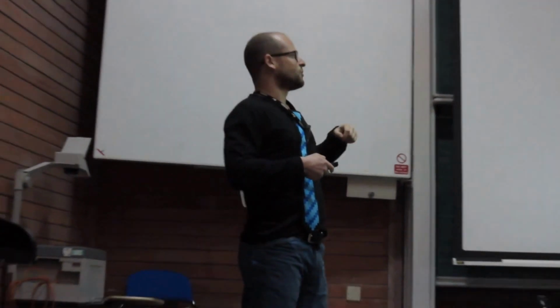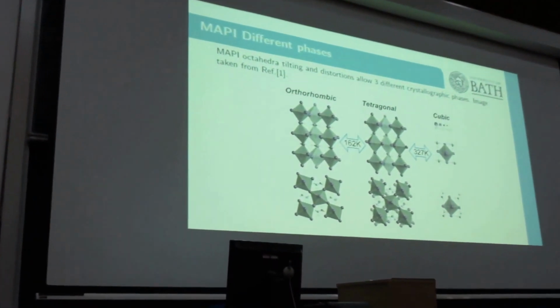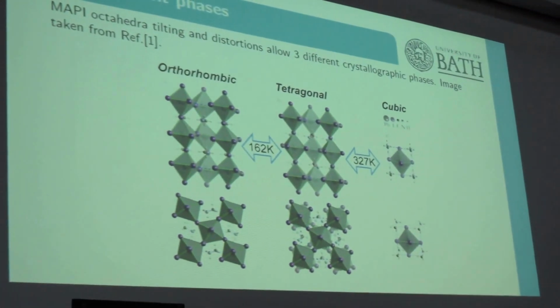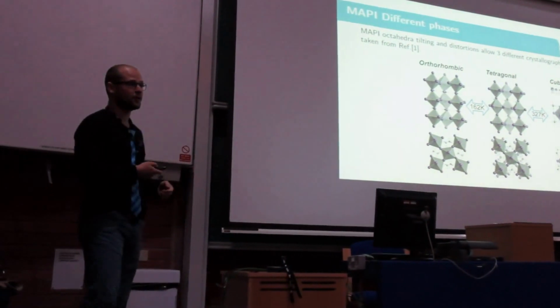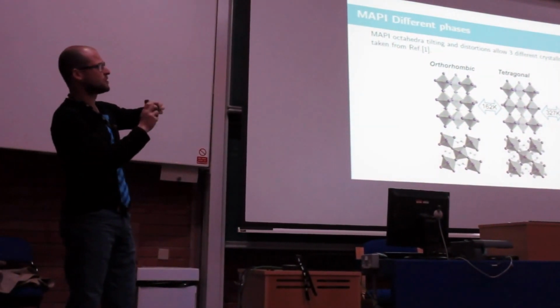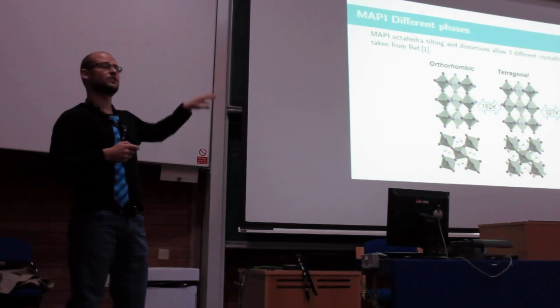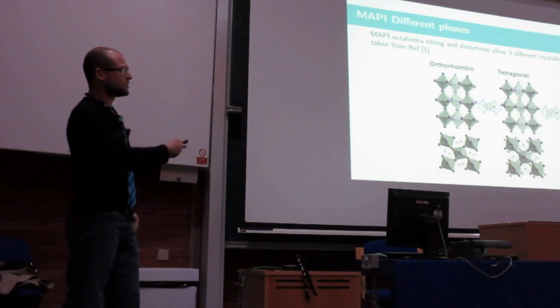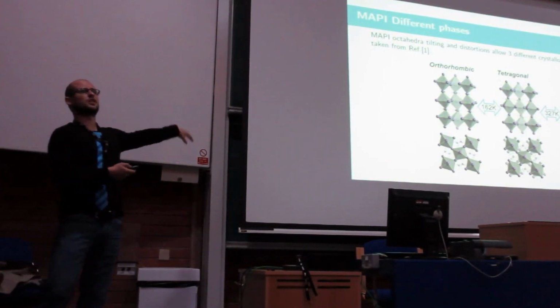I showed you before the structure of MAPI, but actual reality is, as always, more complex than we expect. When you change the temperature, the simple cubic phase I showed you before changes, and this structure is formed of octahedra, and they can rotate, they can change, and so we have some phase transitions, namely the tetragonal and the orthorhombic phase. So, we calculate the electronic structure first.